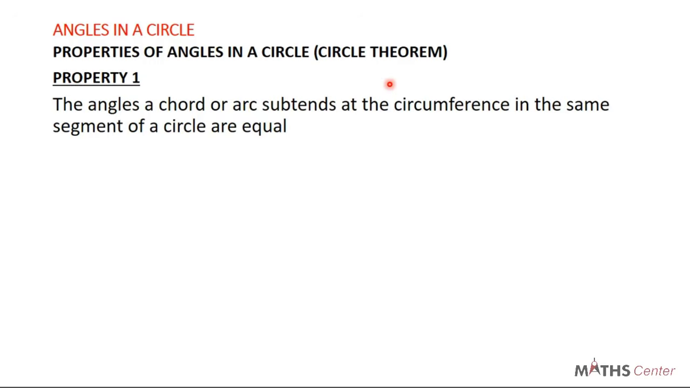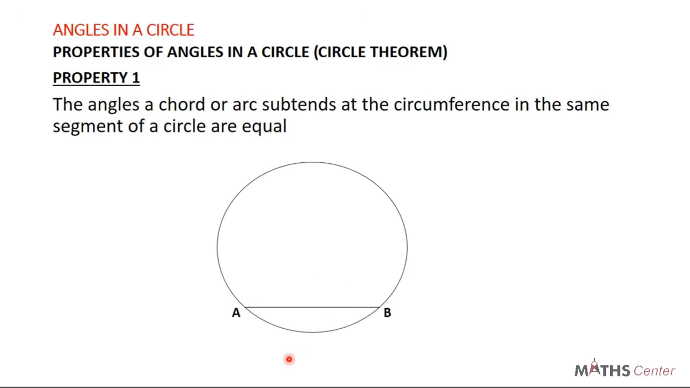What does this mean? Let's say that we have this circle here. Then we have this chord AB. It can also be arc AB. For simplicity's sake, I'm going to refer to it as chord AB. As soon as we have this chord, we have divided the circle into a minor segment and a major segment. Now this property says that the angle a chord subtends at the circumference in the same segment are equal.